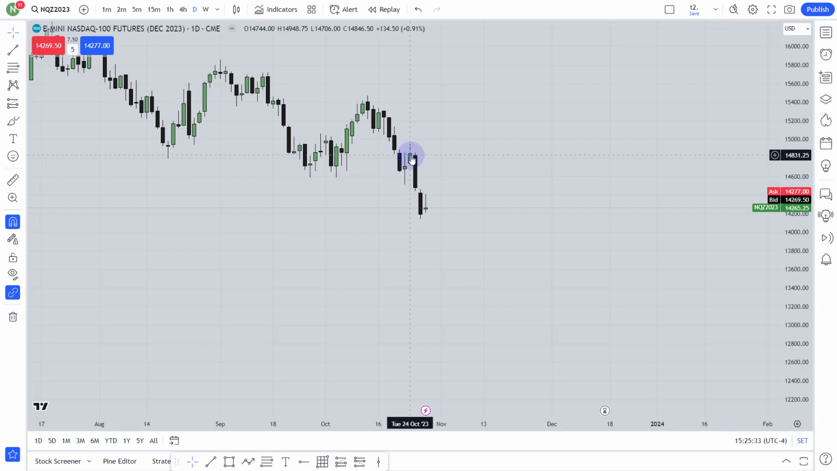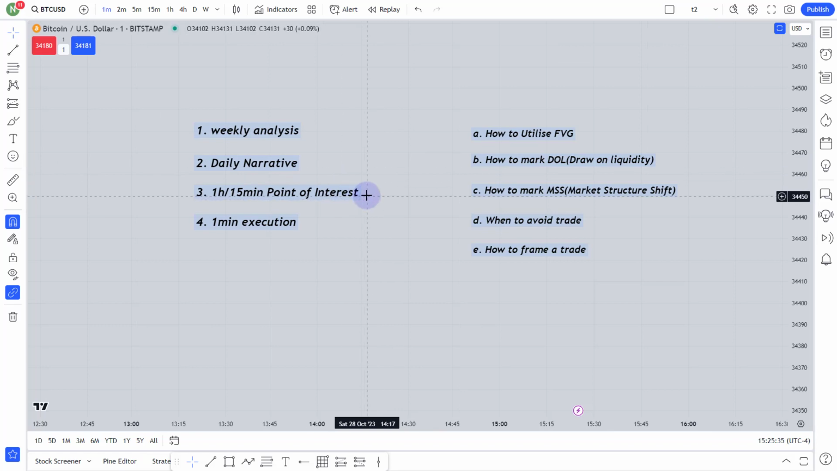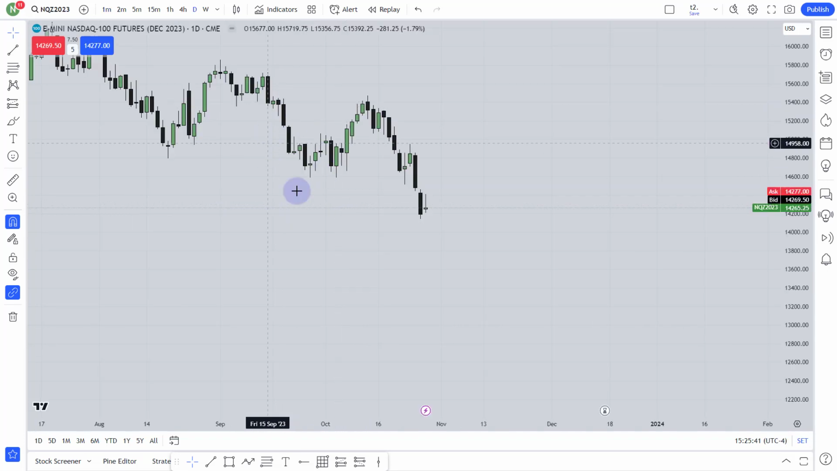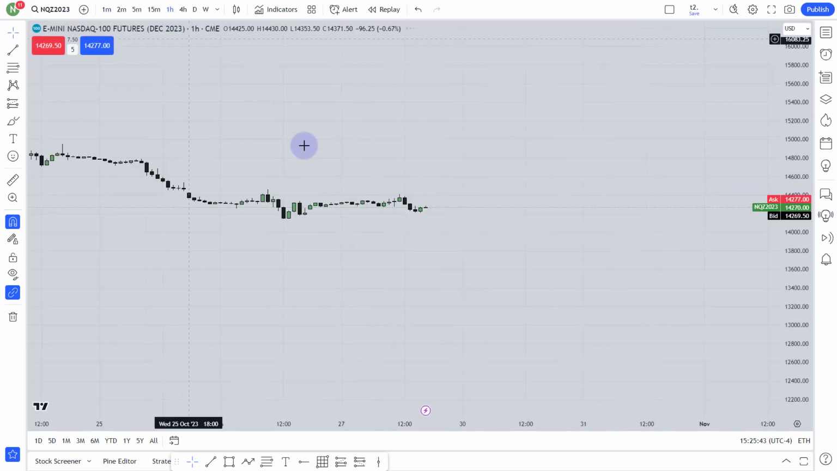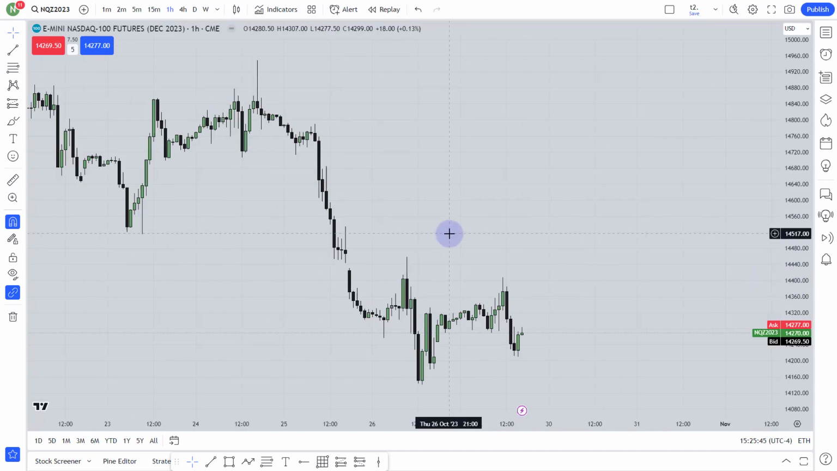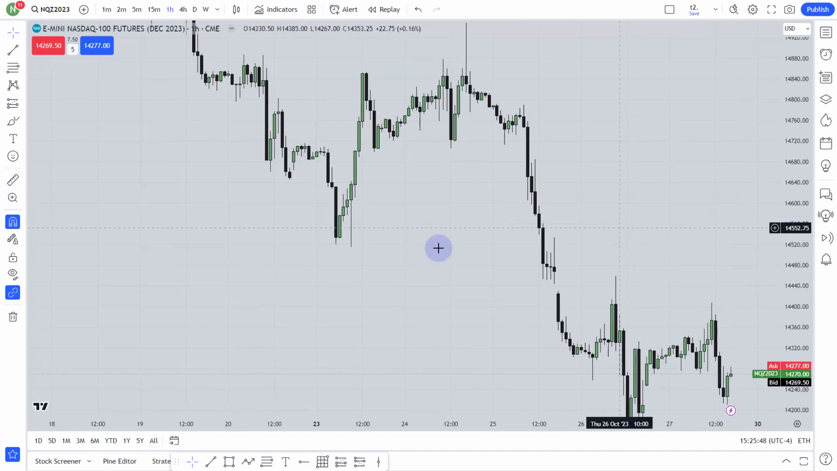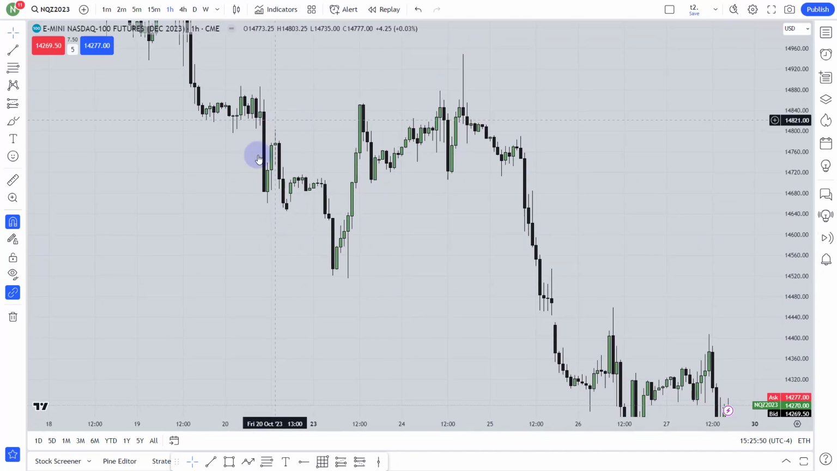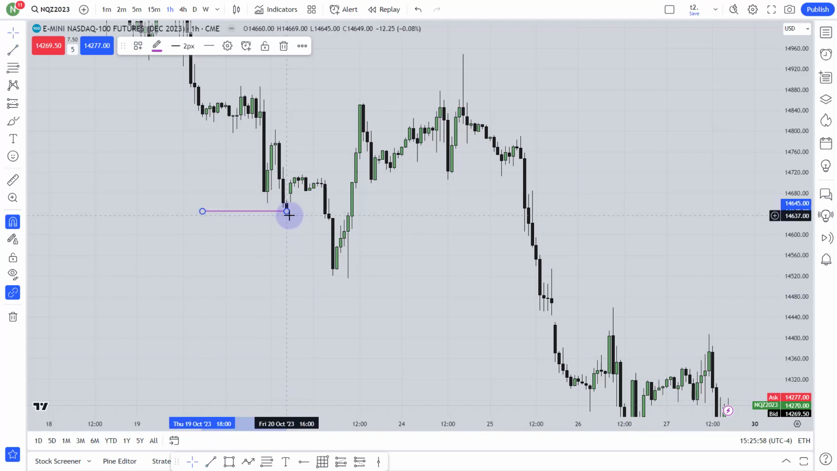Okay, so what is the next thing you need to learn? It's actually the 1 hour or 15-minute point of interest. From the daily chart, you will go to the 1 hour chart and mark some kind of point of interest. For example, let me give you an example from here. You can see it has traded this area, and it has cleared the sell side liquidity.